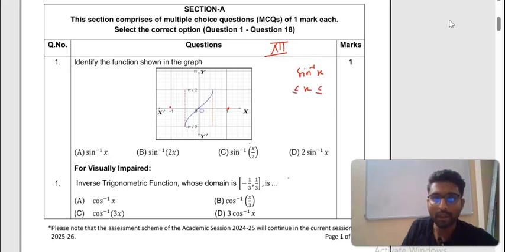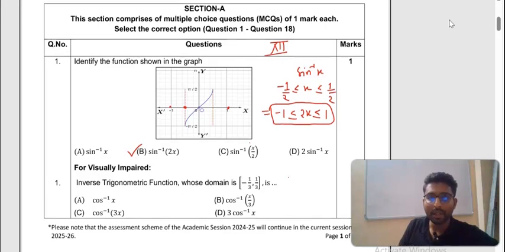x is greater than or equal to -1 and less than or equal to 1. But here, x lies between minus 1 upon 2 and 1 upon 2. When you divide the whole equation, it changes, multiply by 2, 2x. So for sine inverse x the domain is between -1 to 1, but when it's minus half to plus half, then the main argument is 2x. So it is sine inverse 2x.